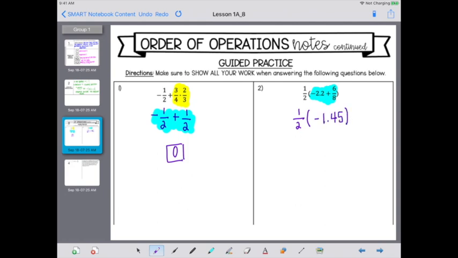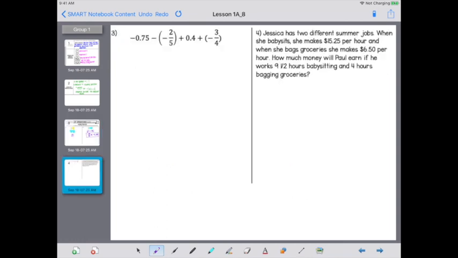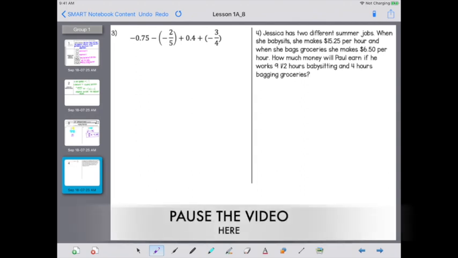So now you have, when you rewrite everything, 1/2 times negative 1.45. So we're going to multiply. When we multiply those two together, as a fraction, you're going to get a negative 29 over 40, or you're going to get, as a decimal, negative 0.725. And those are your two possible answers for number 2. Moving on to number 3 and 4, try these on your own. Pause the video and we'll come back and go over the answers.